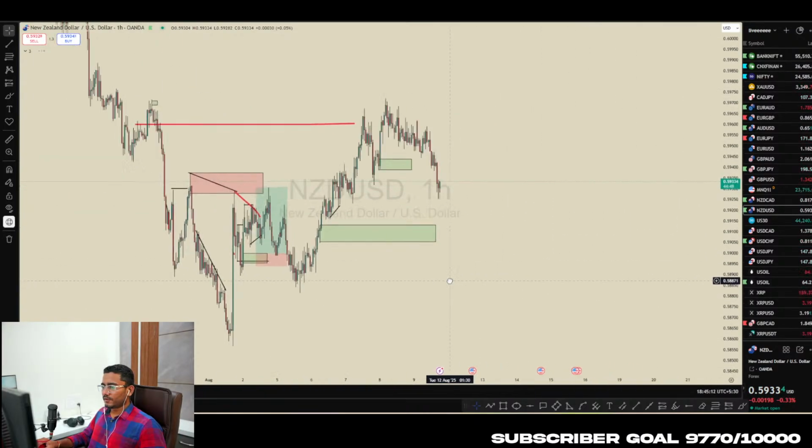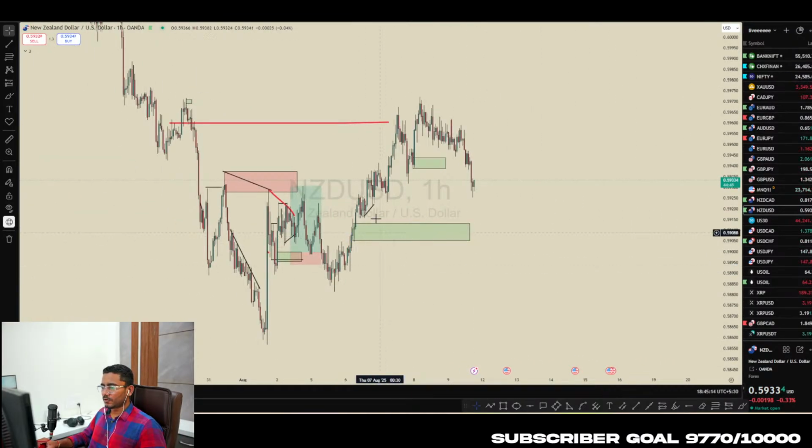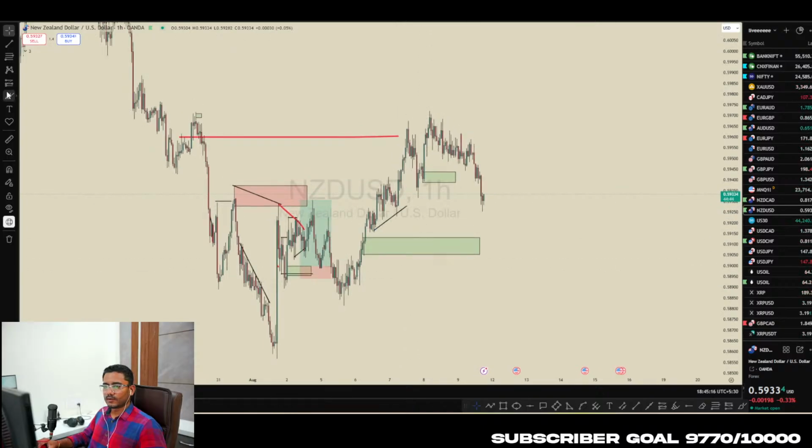On NZDUSD, this is the order block. We have this trend line liquidity. Price created multiple highs. We have this whole trend line liquidity to the upside, more liquidity. There is this order block. If this breaks, then we can look for buy side from here.